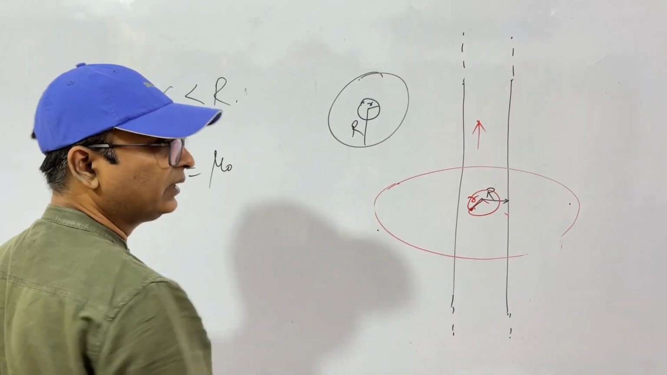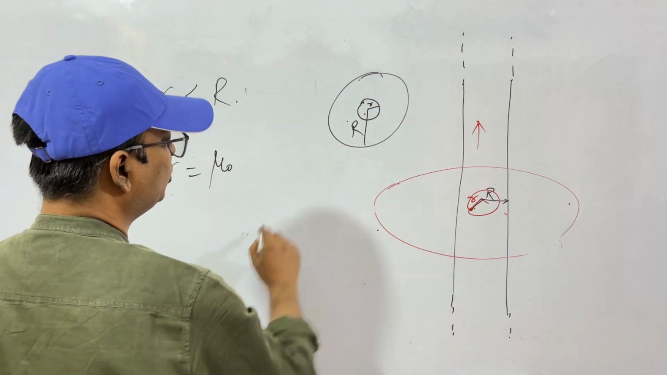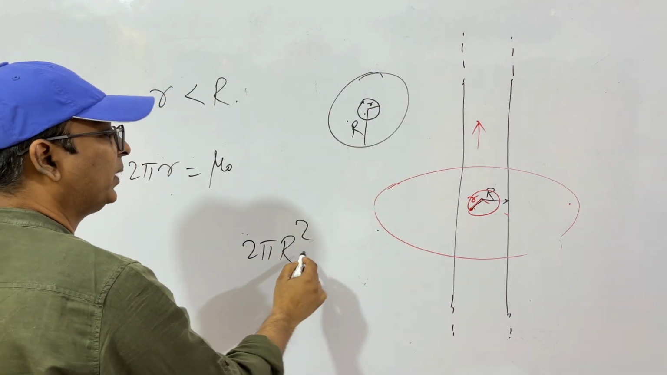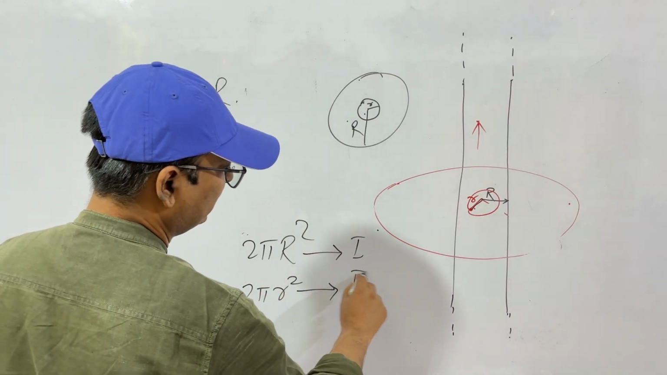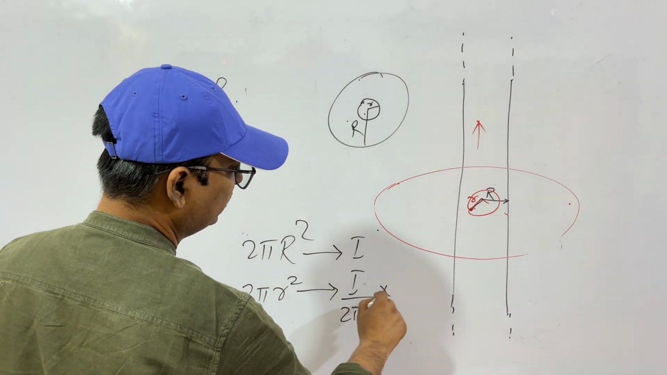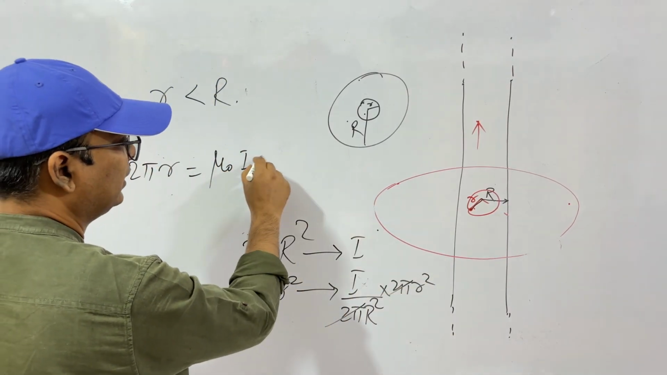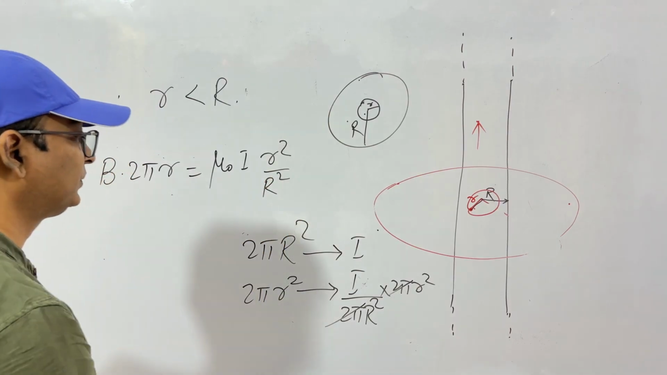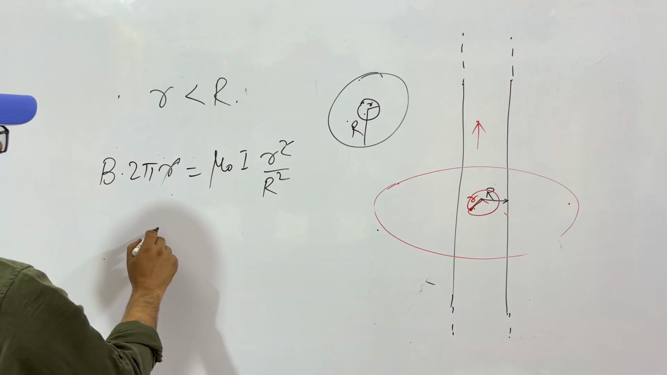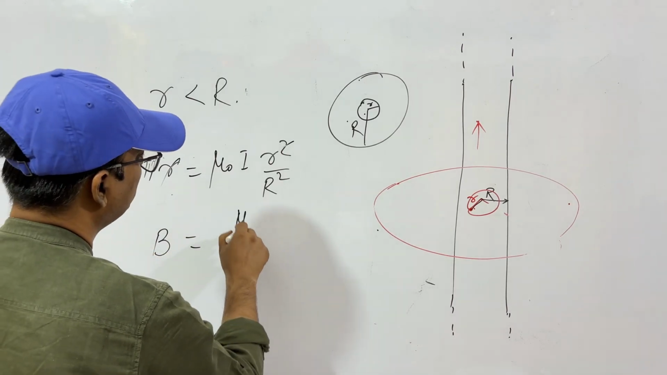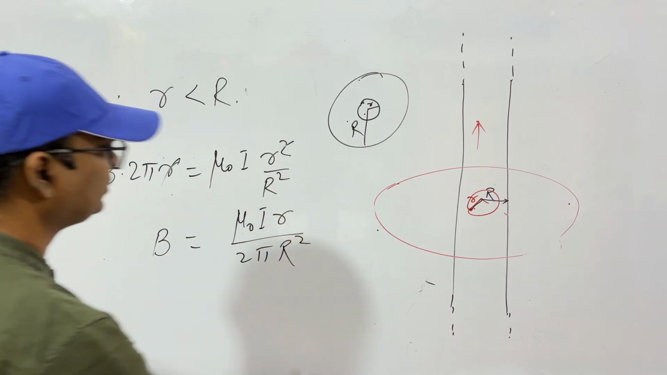So we'll have a ratio of the area, this area by this area. If in pi R square the current flowing is I, then in pi small r square, what will be the current? Current will be I by pi R square into pi r square. So this cancels. What we have here is I r square by R square. So r and this r cancels, and what we get is B equals mu 0 I r by 2 pi R square.